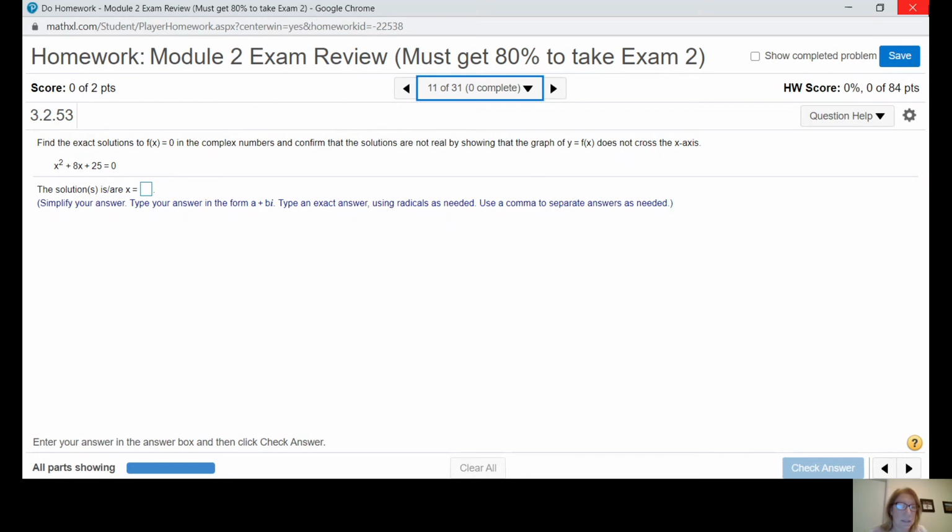But it does say in the complex number system. So that means it's a possibility that when we compute the answers, we might get something like the square root of a negative number that might have an imaginary piece.